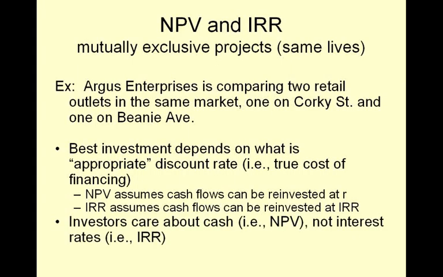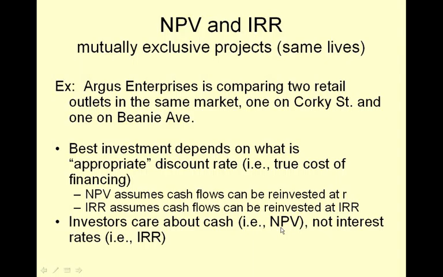There's one other important reason why the NPV criterion is preferred over the IRR criterion in choosing between mutually exclusive projects with the same lives. And that is because the NPV criterion focuses on cash generated by a project, and investors care about cash. Cash is what measures the extent to which investors have increased their wealth by making an investment.